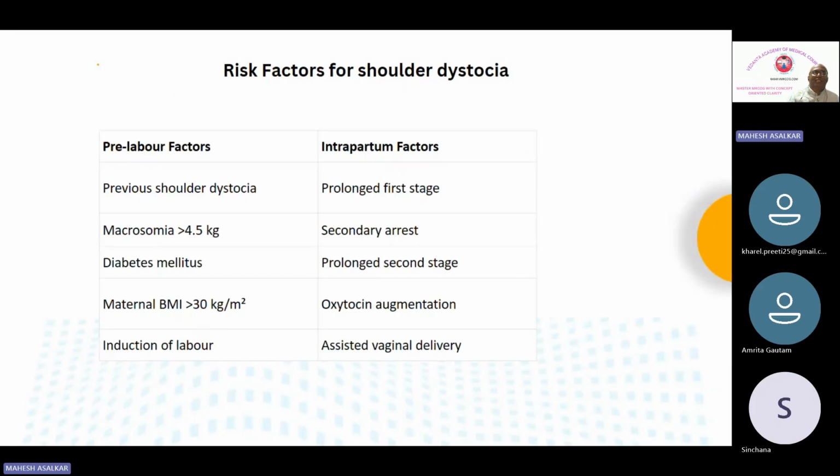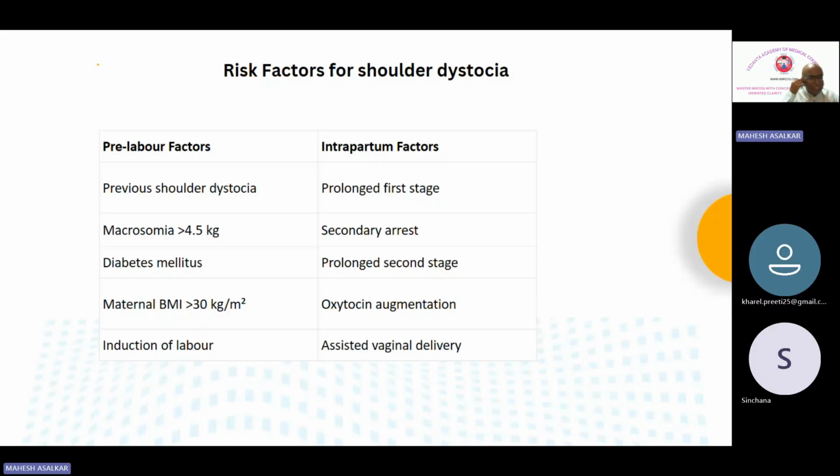These factors are divided into pre-labor factors and intrapartum factors. Pre-labor factors are previous shoulder dystocia, then macrosomia, where there is a birth weight of more than 4.5 kg, diabetes mellitus, and maternal BMI of more than 30.